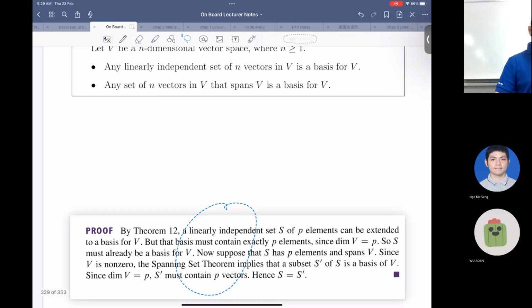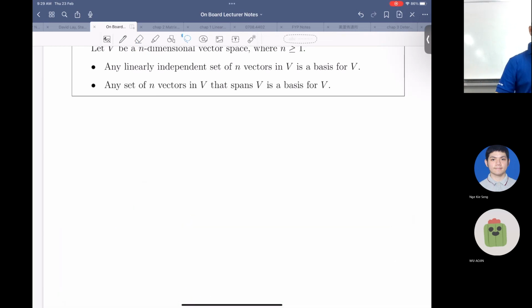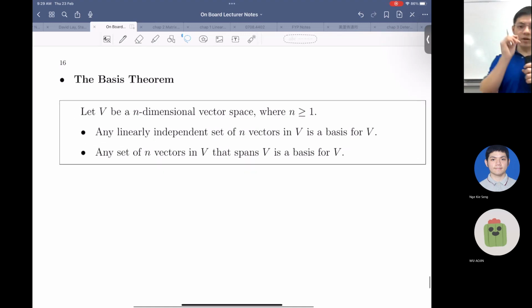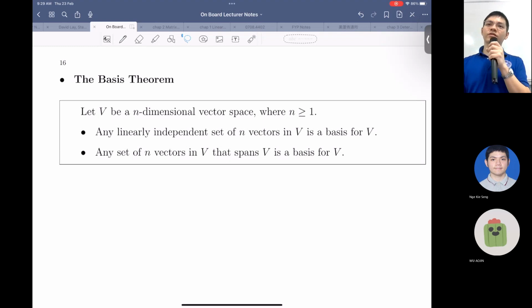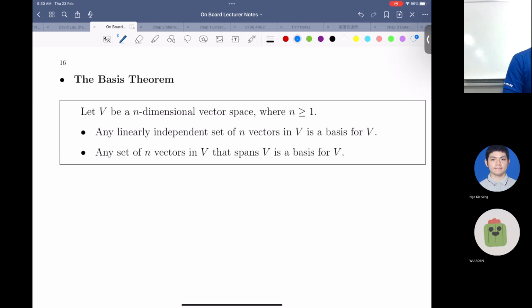Let me get rid of this. Last time we used a tricky way. We used contradiction to prove this. Today we are using what we have learned, the spanning set theorem, and what we have established just now, to see this theorem again. So let me label it.